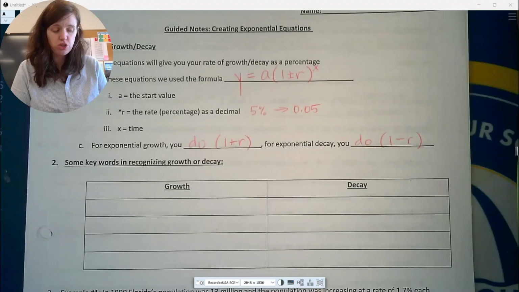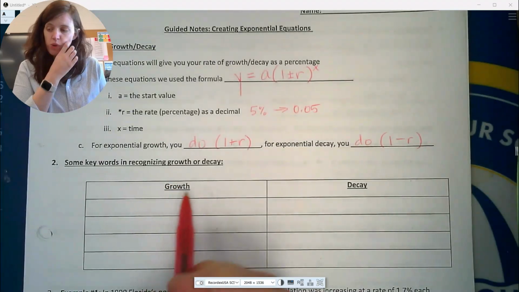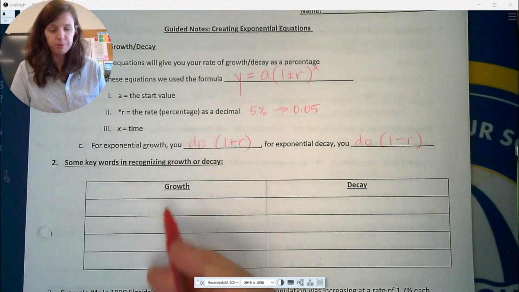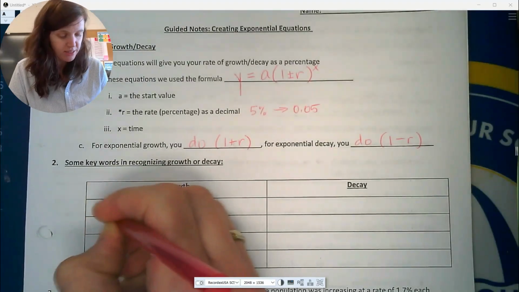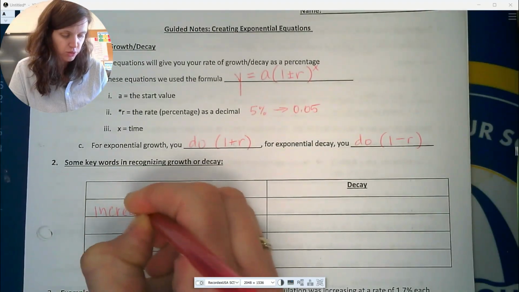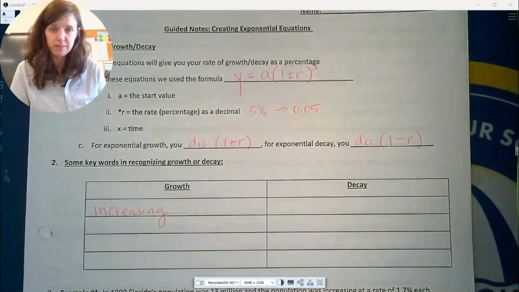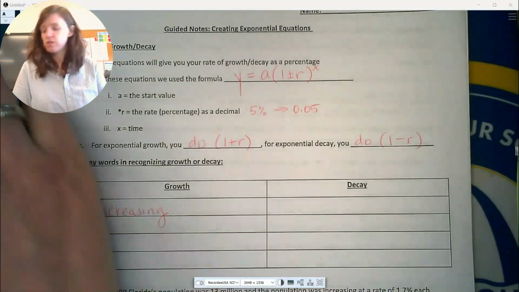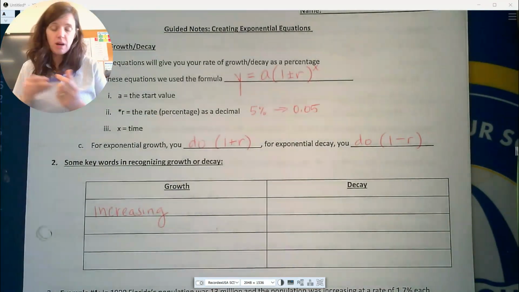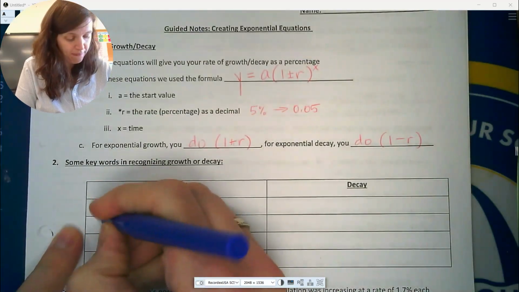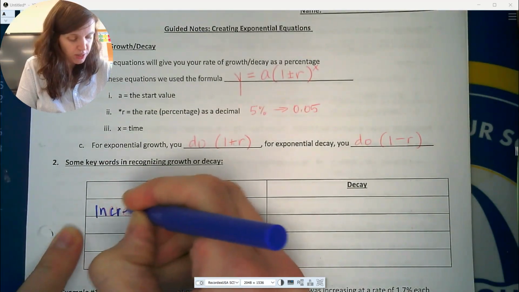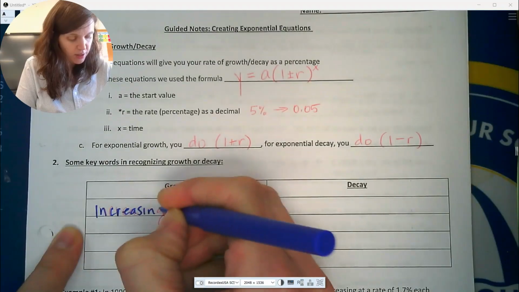So let's talk about some key words that talk about growth and decay, because these are going to be important when you're looking into your problem. What words represent growth when you're reading a word problem? Well, an easy one to identify and really often used is just the word increasing. If we're increasing by a certain amount, then we are growing.